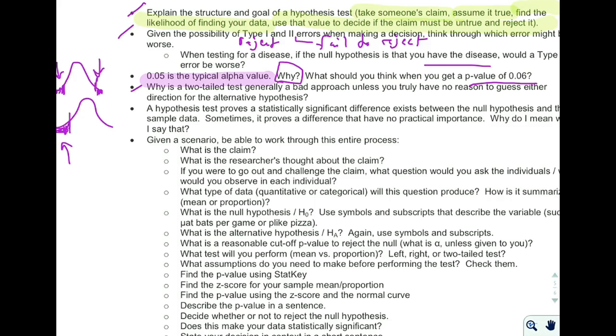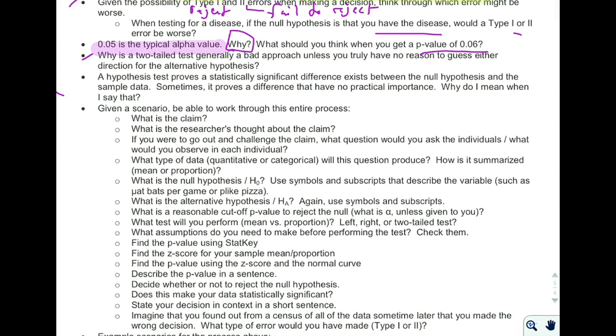Continuing on, a hypothesis test proves a statistically significant difference exists between the null and the sample data. Sometimes it proves a difference that has no practical importance. What do I mean when I say that? Let me think about my own sentence here. A hypothesis test proves a statistically significant difference, but not a practical difference.